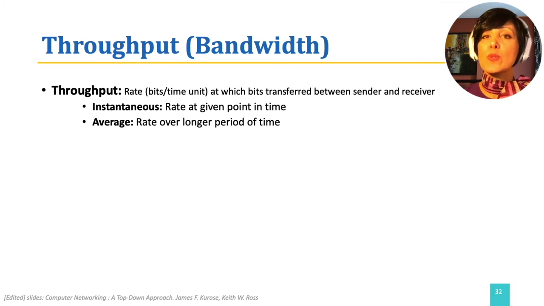Assume we have two hosts, A and B, and want to send a file with size F from host A to host B. The instantaneous throughput might vary over time. Now, if it takes T seconds to send this file of size F from A to B, the average throughput for sending file F from A to B will be F divided by T bits per second.